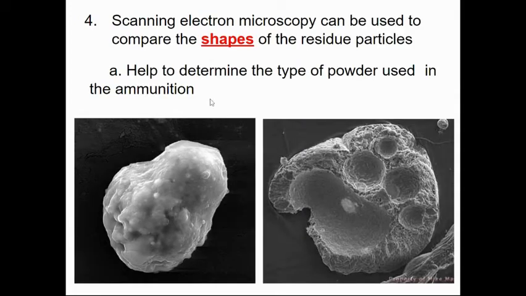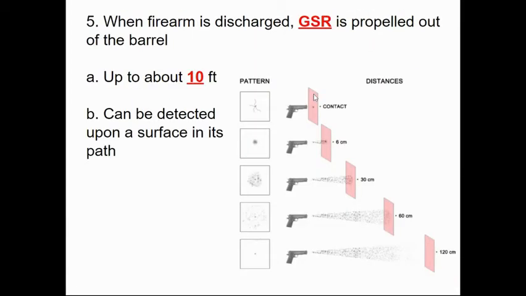How can you also look at this in a little bit more detail? An electron microscope can look at the residue particles and see that there are different shapes. So these are actually different particles of gunshot residue. They're going to help determine the powder that was used in the original ammunition.